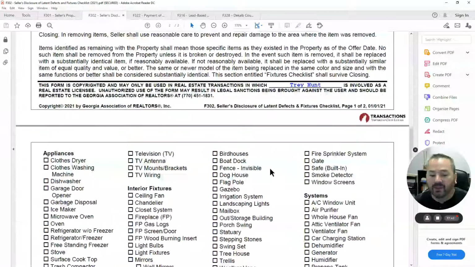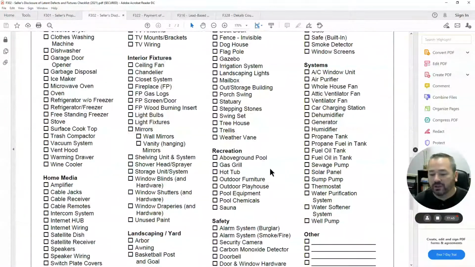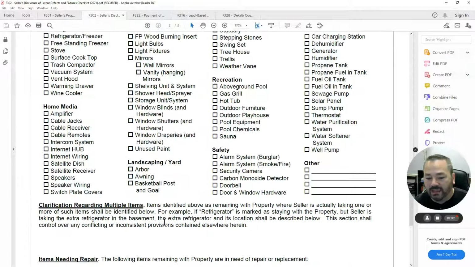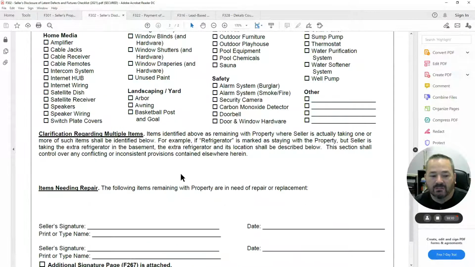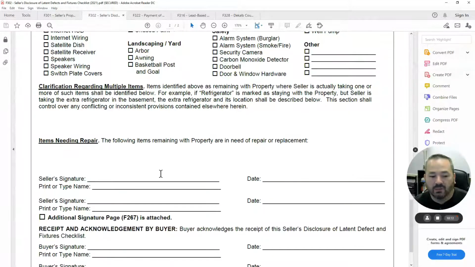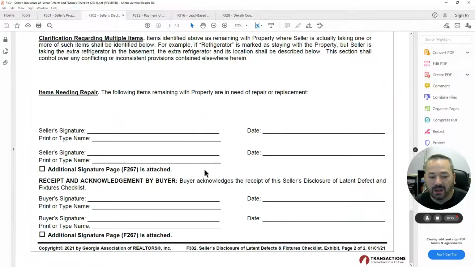And then we get to our fixtures list, the same fixtures list we did before. So even if a seller does not want to disclose all that they know about a property, it's certainly reasonable that they're going to disclose whether or not they intend to take the mailbox or take the swing set with them when they go. So for them to fill this form out, this is a very easy form. Okay, we have the same features down here with our clarification of multiple items, any items needing repair, and then we have our buyer and seller checklist. So pretty easy form there.